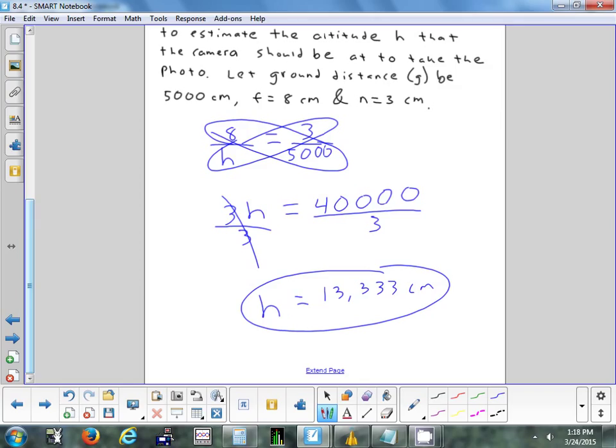All right, let's see in the book. In the book, they wrote it as meters. So the answer in the book is 133 meters. I'd accept that. I don't expect you to convert.